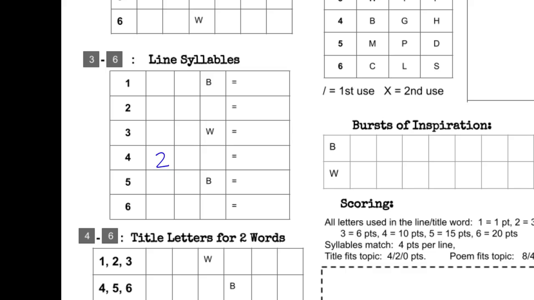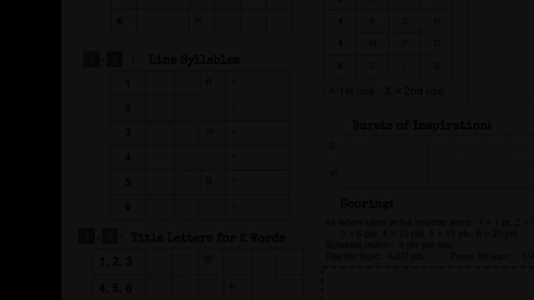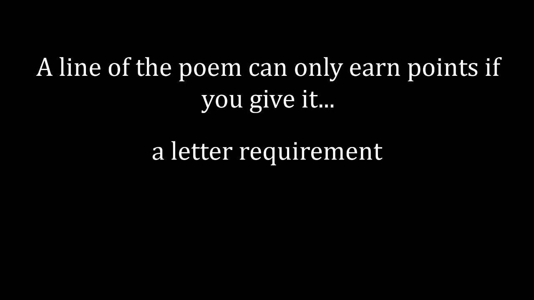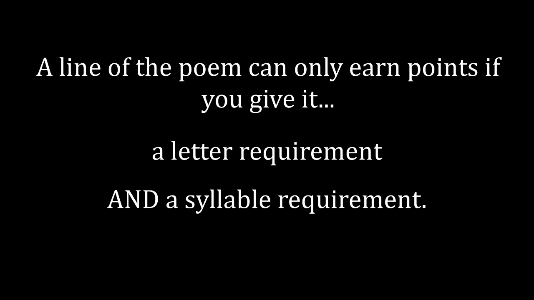That means if you don't add anything to it the rest of the round, line 4 of your poem would have to have a total of 2 syllables. A line without any numbers in this grid means there's no requirement. That might seem like a good thing, but be aware a line can only earn points if you eventually give it a letter requirement, as explained in the previous grid, and a syllable requirement in this grid.